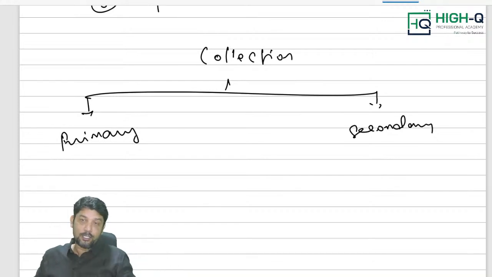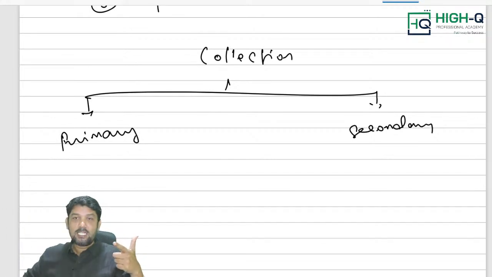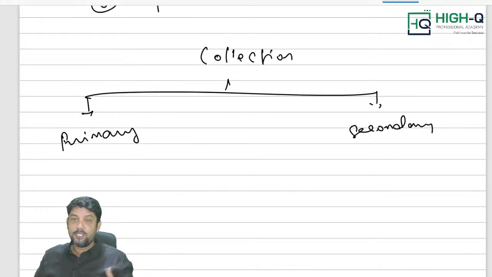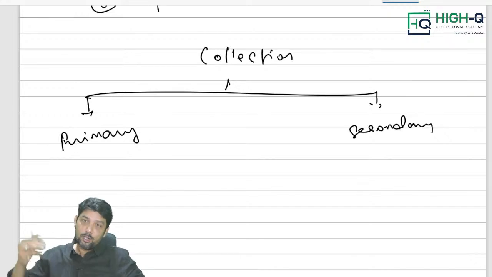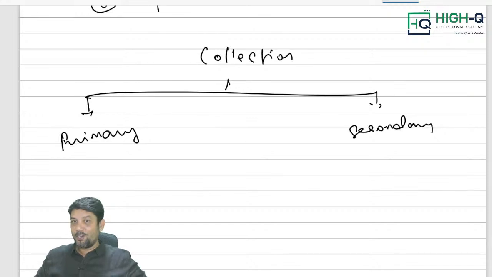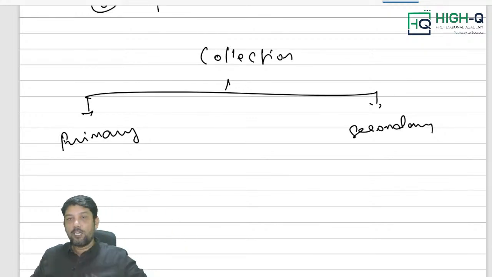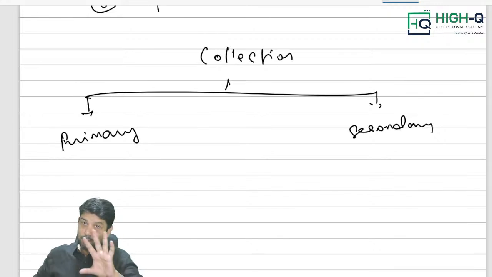This is collection. What is classification? After collecting the data, we need to classify it. It can be classified area-wise, geographically, and time-wise, that is temporal or chronological. The third is qualitative, that is attributes. The fourth is quantitative, that is variates. Non-numerical is qualitative, and numerical is quantitative. So this is classification.